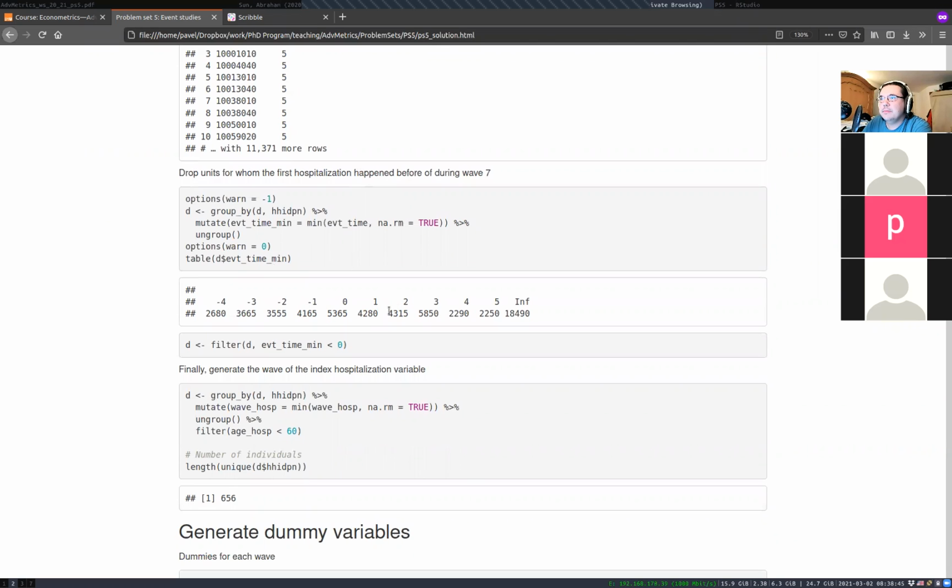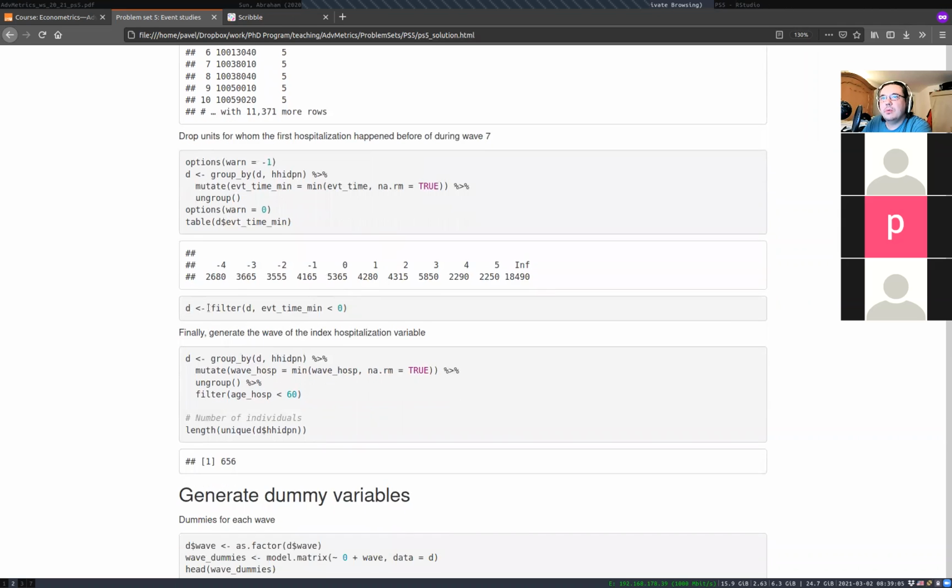So if the person was first hospitalized before our observations, before our wave 7, basically, then we don't want these observations with filter. We want EVT time minimum to be negative.